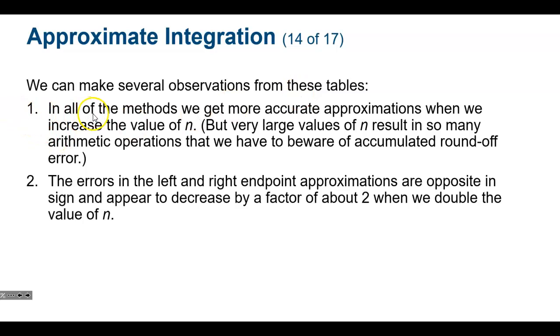One of them, in all the methods, we get more accurate approximations when we increase the value of n. But very large values of n result in so many arithmetic operations that we have to beware of accumulated round-off error. Number 2, the errors in the left and right endpoint approximations are opposite in sign and appear to decrease by a factor of about 2 when we double the value of n.